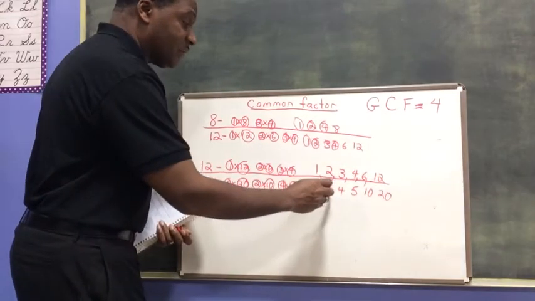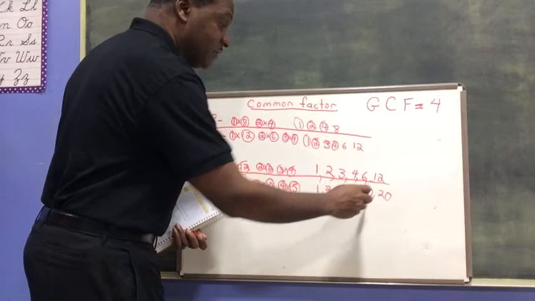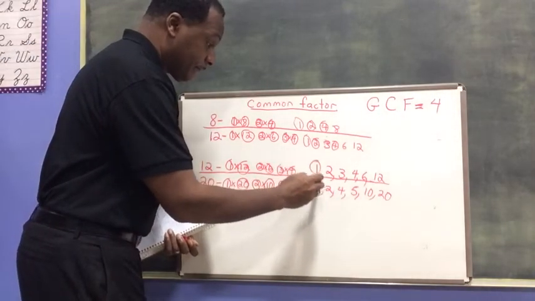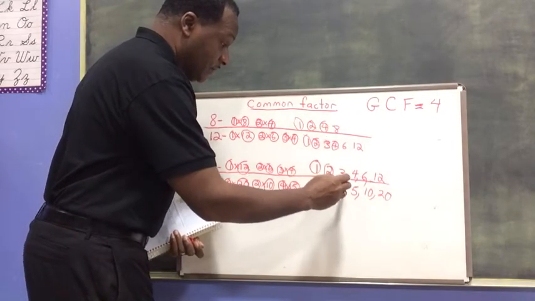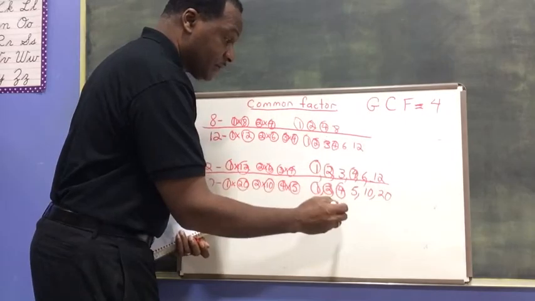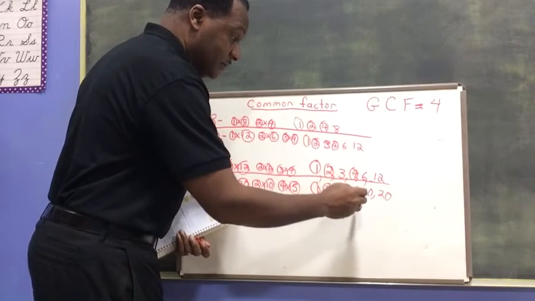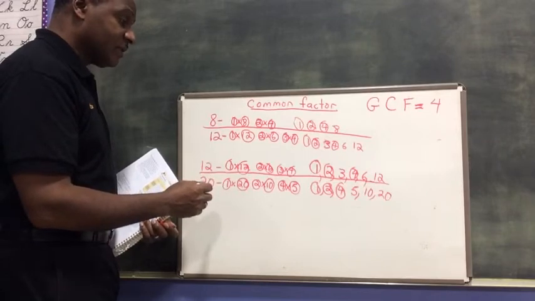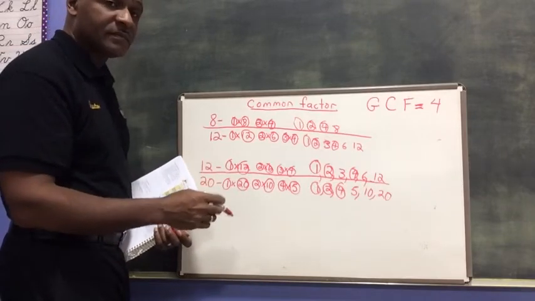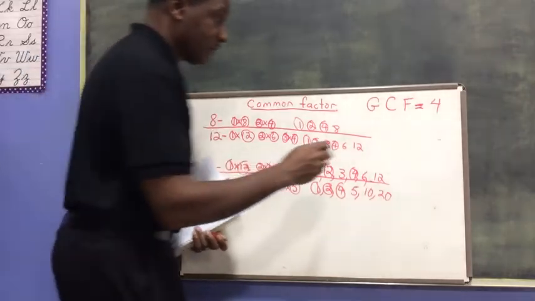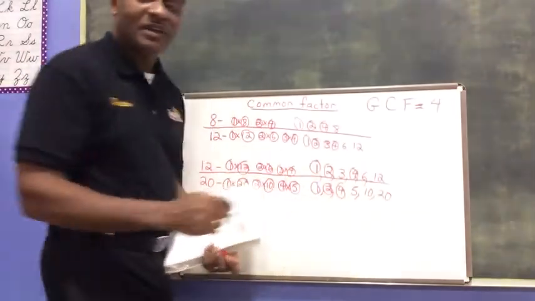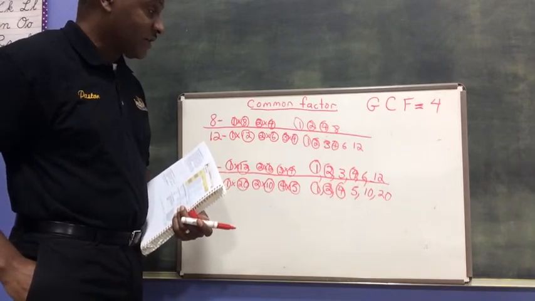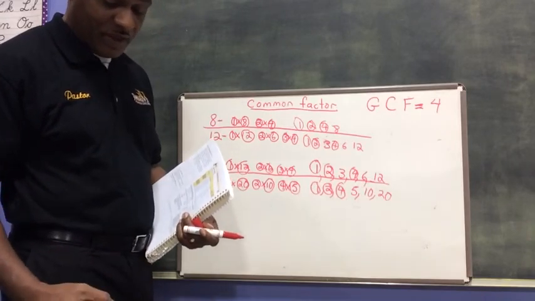Now that we listed them, we can just circle the common factors. Yes? 1, 2, and 4. Are there any more? Okay, there are none. So what is the greatest common factor between 12 and 20? Yes? 4. So it's already up there, so that's it. I think we've been successful today at talking about greatest common factors, and I hope that helps.